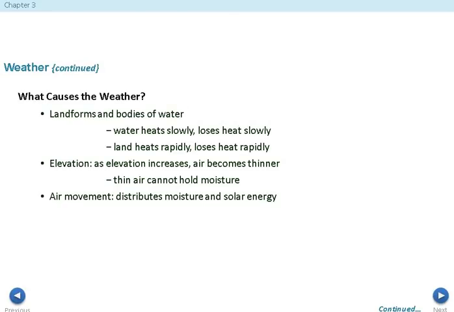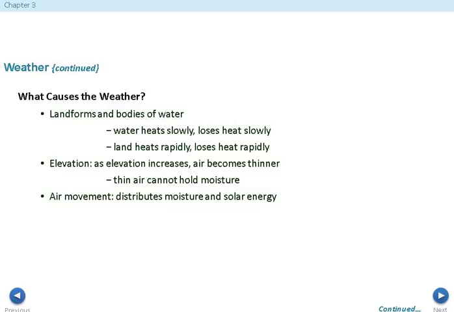Other things, landforms and bodies of water: what we see is that water heats slowly and loses heat slowly. Land heats up rapidly and loses heat rapidly. So if you live on land, it's going to be able to get warmer quicker, but it also loses that heat fairly quickly. Elevation is also a factor.